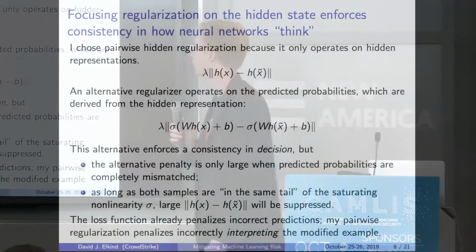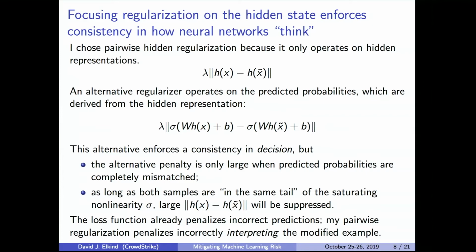So we want the neural network to have a consistent way of thinking about files, right? We don't want it to get confused by the extra data you've added to the end of it or the extra sections you've inserted. So I chose this regularizer. You can think about all sorts of different regularizers that have the same flavor, right? Anytime you take a difference of this comparison of the twin files, that could be useful, but I think that this one makes more sense, and here's why.